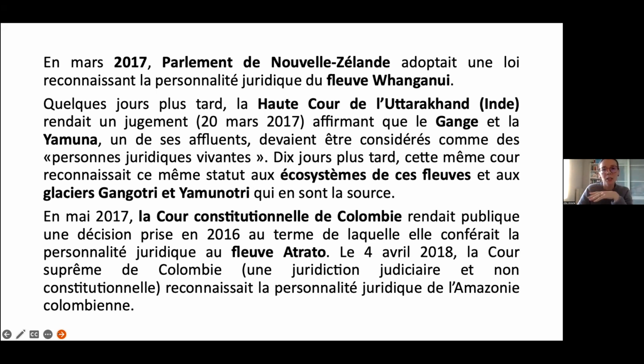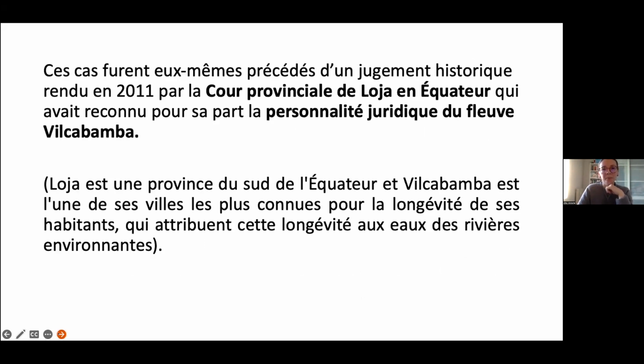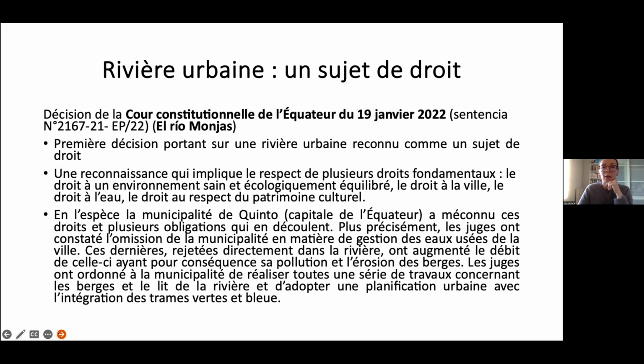The High Court of Uttarakhand in India handed down a judgment stating that the Ganges and the Yamuna, one of its tributaries, should be considered as living legal persons, and the other states followed suit. And then there was another case in Ecuador in 2011 that was similar. In Ecuador, more recently, the Constitutional Court recognized an urban river as a river with legal personhood, the Vilcabamba River.